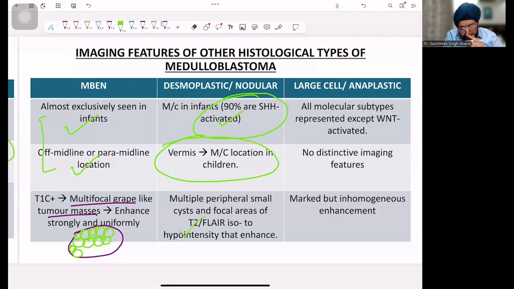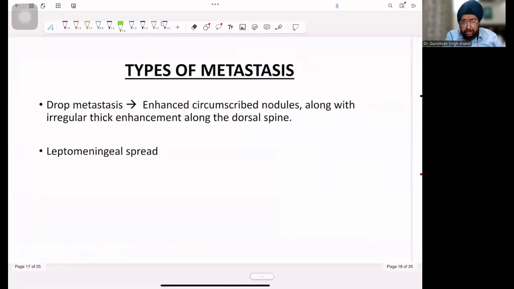Large cell or anaplastic has no such distinctive imaging features. It will show significant but inhomogeneous enhancement on post-contrast images. There are no differentiating features as such of the large cell or anaplastic medulloblastoma.